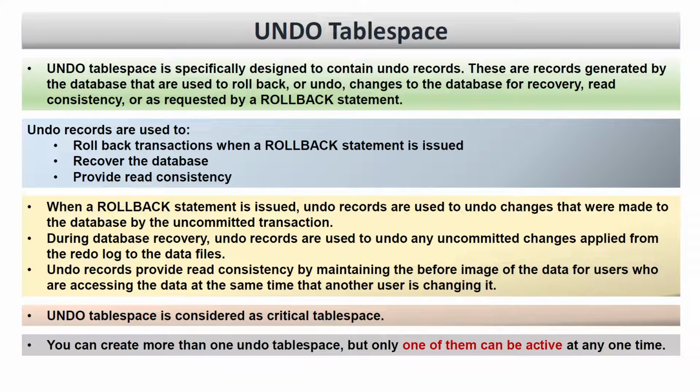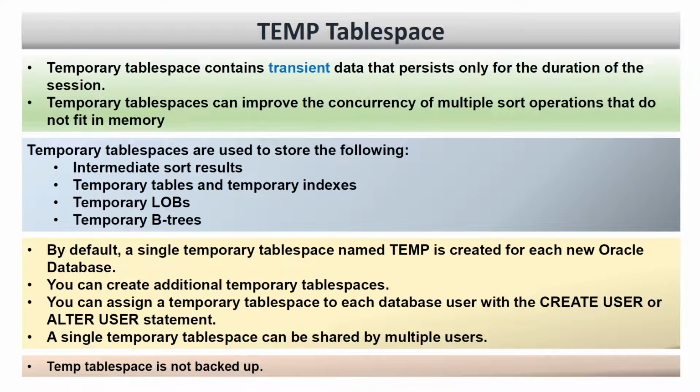Now that we have seen undo tablespace, last is temp tablespace. Temp tablespace is transient data. It contains transient data that persists only for the duration of the session. Temporary tablespace can improve the concurrency of multiple sort operations that do not fit in memory. Temporary tablespaces are used to store the following: intermediate sort results, temporary tables and temporary indexes, temporary LOBs, temporary bit reads. Remember, by default, a single temporary tablespace named temp is created for each new Oracle database.